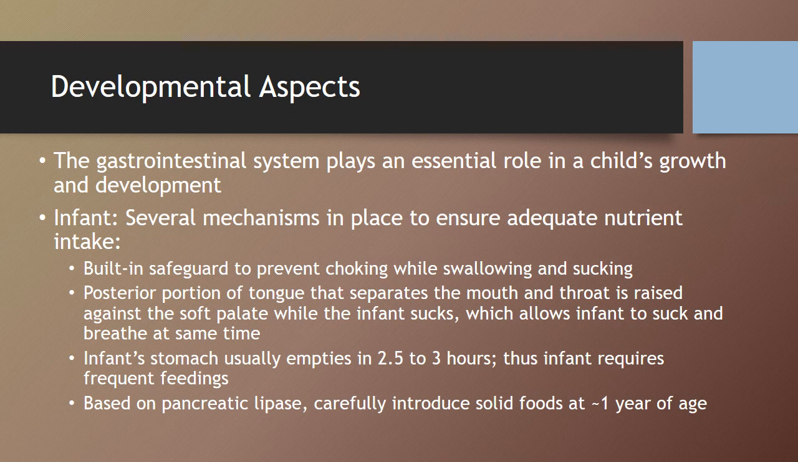For an infant, there's several things that are in place to ensure that they're adequately intaking the nutrients that they need. So they actually have this posterior portion of the tongue that separates the mouth and the throat, as we have, that is actually raised up against the soft palate when they're sucking, and that will allow them to suck and breathe at the same time, so it prevents them from choking. So it's just kind of built in, per se, part of their GI system.